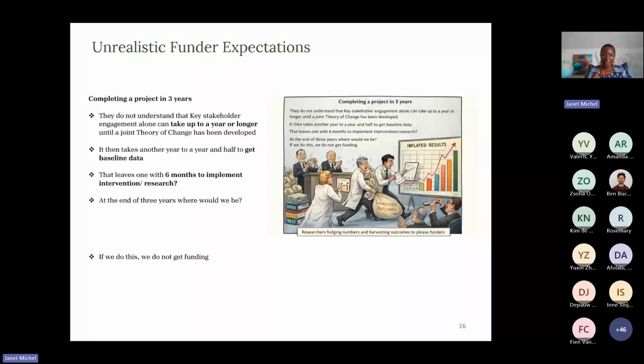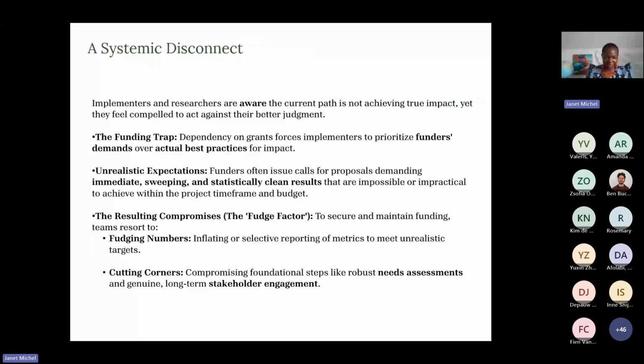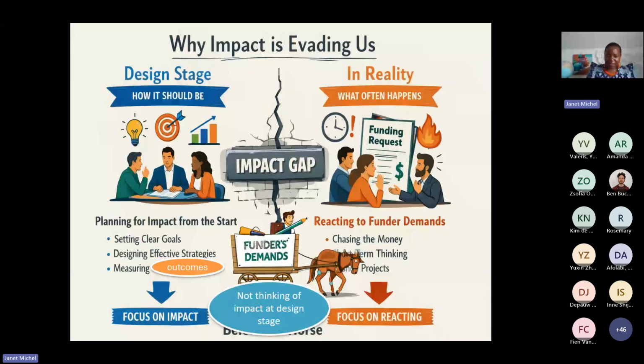So there's that systemic disconnect with this funding trap and our unrealistic expectations, leading to fudging of numbers and also cutting of corners. So it's really because of another factor, which is people do not think of impact at the very beginning. So this is what we should do. Sit down before we even start an intervention at design stage and define what impact we are trying to achieve. But what people are currently doing in reality is chasing the money with short-term thinking, and it's a reactive approach.